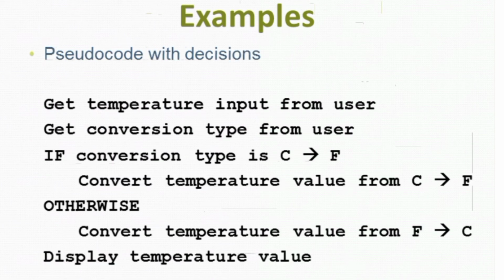So next we have the same one, now introducing our decision into the process. So we're now asking the user whether we want to do Celsius to Fahrenheit or Fahrenheit to Celsius conversion, right? We can see the same type of structure that we had with the flowchart, where we get our input value, we get the conversion type that the user wants to perform, and then we have something to decide whether we're doing Celsius to Fahrenheit conversion or Fahrenheit to Celsius conversion, and we just display the result at the end.